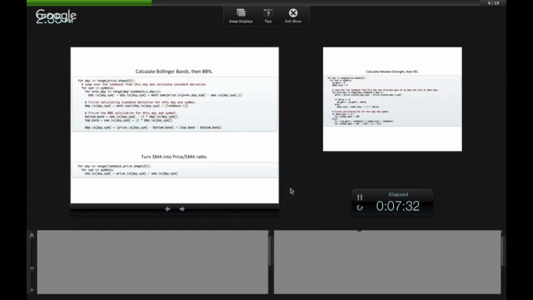Then once I finish looking over the look back period, I can just complete the calculation by getting the bottom band as my SMA minus 2 times the standard deviation, top band the other way around, and then I can do my percentage just by normalizing that from 0 to 100.